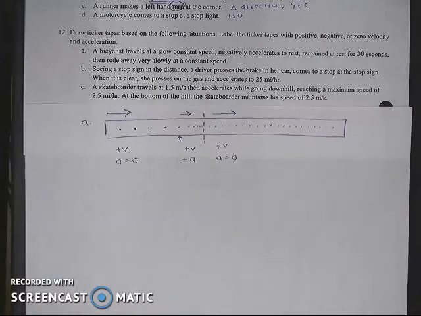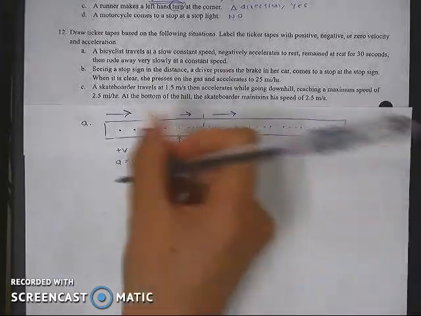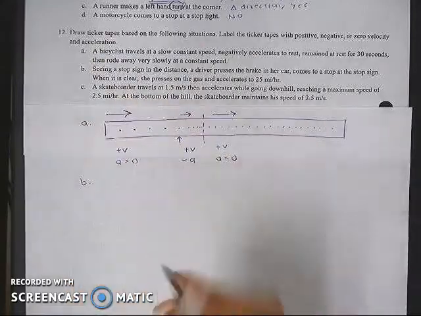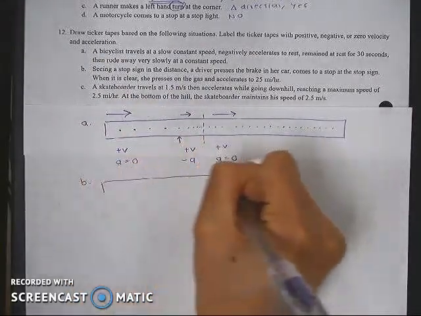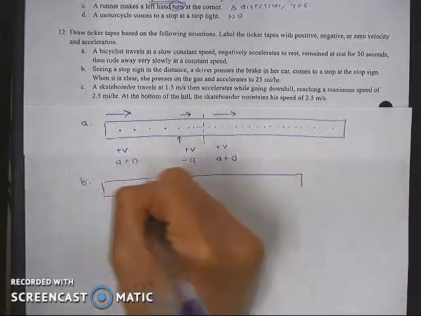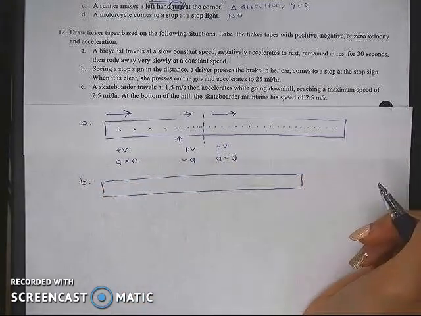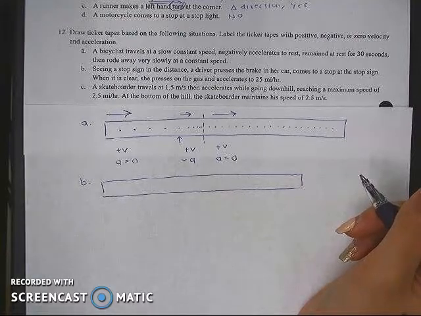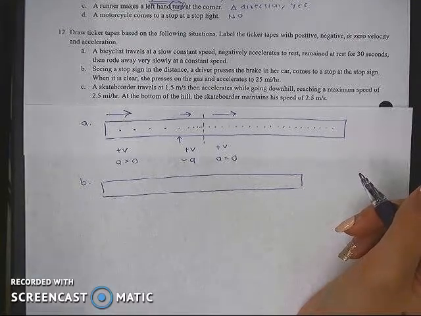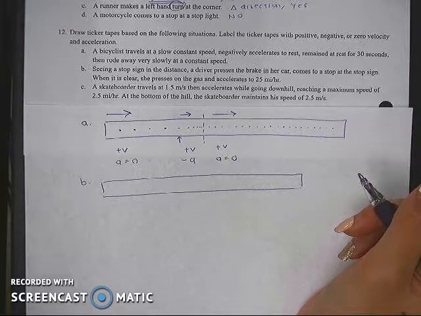All right, so let's go on and move to part B. So in part B, I'll draw my ticker tape first. Maybe not as long as before. There we go. So in part B, seeing a stop sign in the distance, a driver presses the brake in her car, comes to a stop at the stop sign. When it is clear, she presses on the gas and accelerates to 25 miles per hour.